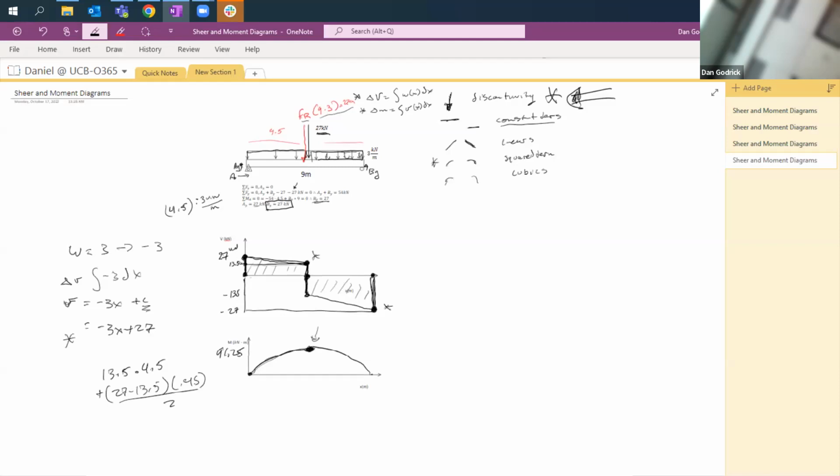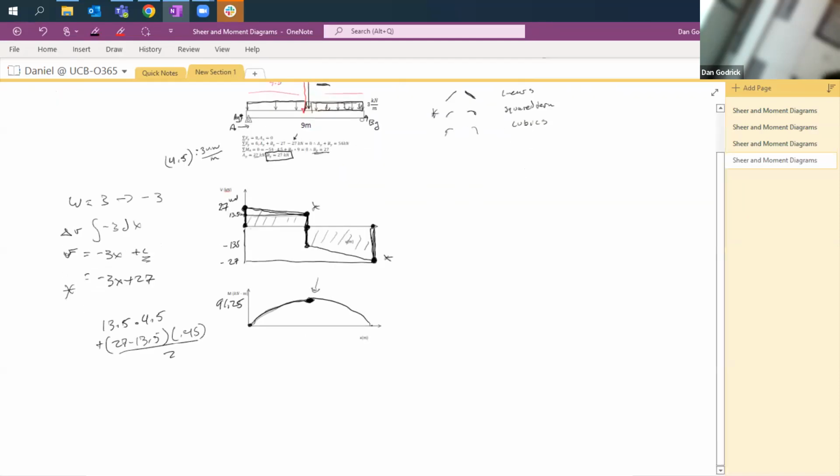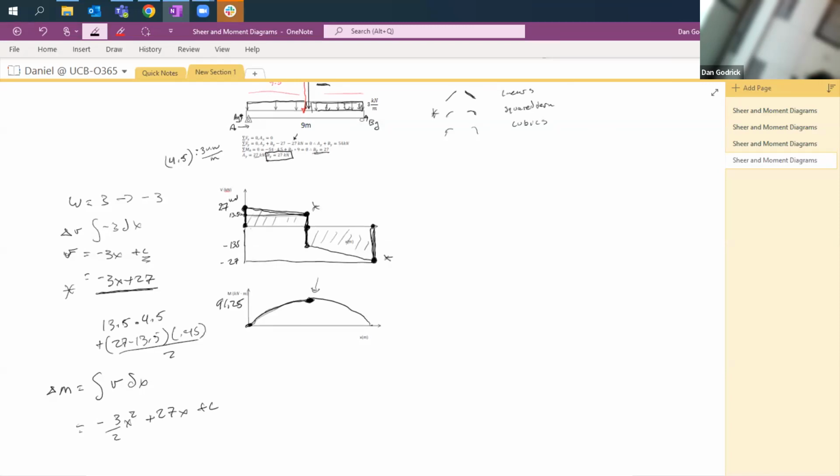So can we check it? Well, let's try it. So if we know V is minus 3x plus 27, M, or delta M, is the integral of V dx. Okay, so our change in M is the integral of V dx. So that's going to be minus 3/2 x squared plus 27x. So our M is going to be adding the constant term to it, but our moments, we start at 0 because there's no applied moment. So let's plug it in and see if it works.